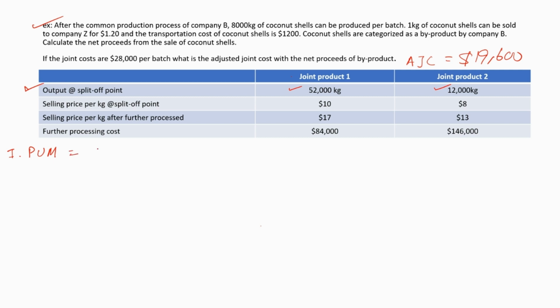So the adjusted joint costs is equal to 19,600 multiplied by the total output at the split off point, which is equal to 52,000 plus 12,000 kilograms. And for the joint product 1, the output at the split off point is 52,000. This will give us the apportioned joint cost to the joint product 1, which is equal to $15,925.